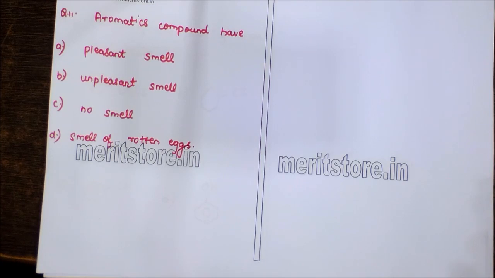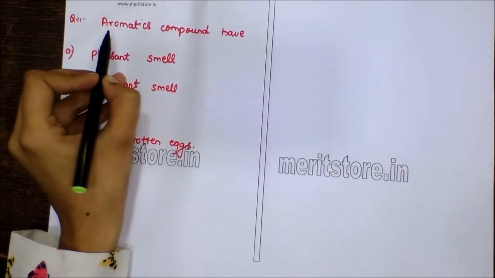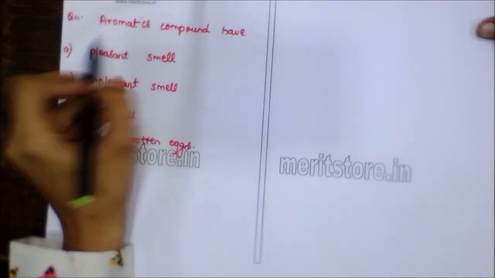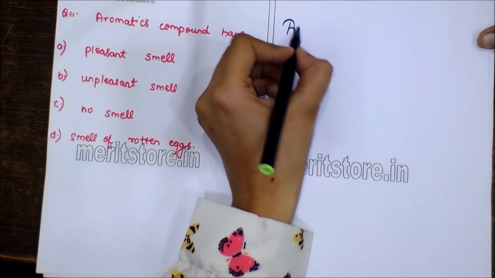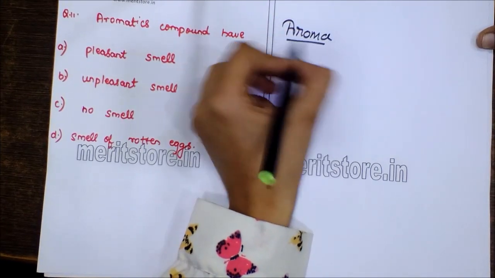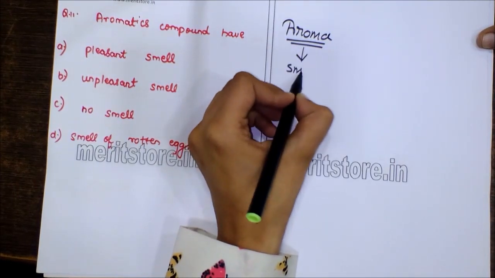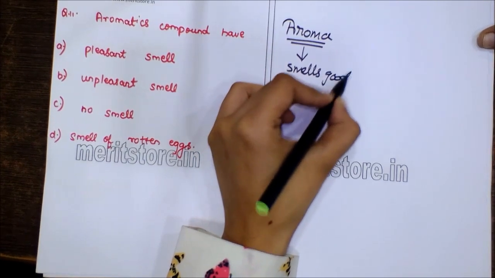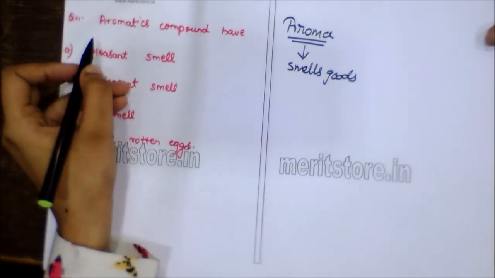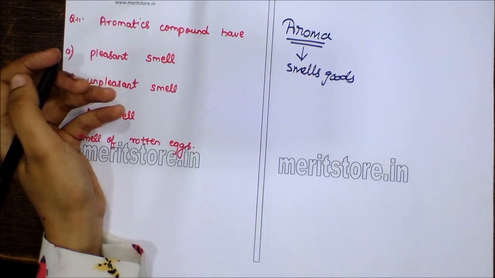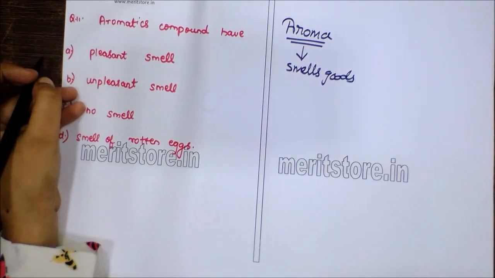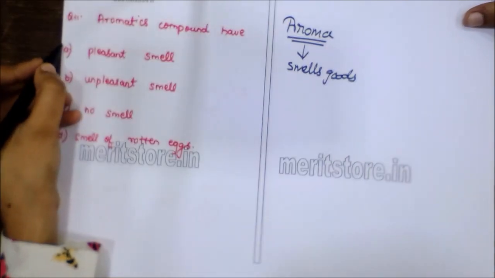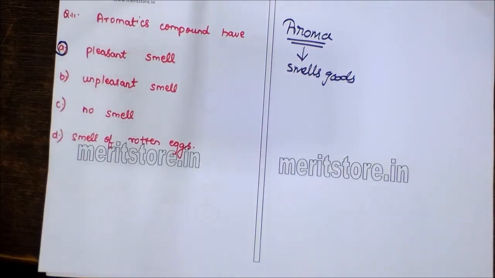Question 11. Aromatic compounds have A. Pleasant smell, B. Unpleasant smell, C. No smell, D. Smell of rotten eggs. Aromatic compounds are named aromatic because they have a pleasant smell. The name itself contains aroma. Aroma means something which smells good. Many of these aromatic compounds have been used to give smells to various food products as well as perfumes. It gives a smooth, fruity smell or a flowery smell. Therefore, option A, pleasant smell, is the correct answer.